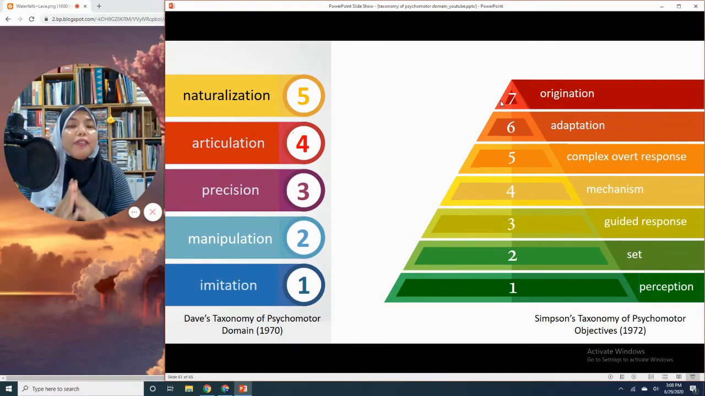All right. However, in addition to what Dave has proposed, Simpson has added 2 more earlier stages, which are perception and set. Now, these are basically the stages for novice learners, learners who have no clue about the skills that they are about to learn. Hence, what Simpson has proposed in the taxonomy is that when you are dealing with novice learners, it is very important to take into consideration their readiness as well and being in the right mindset before they even begin attempting the newly learned skills.